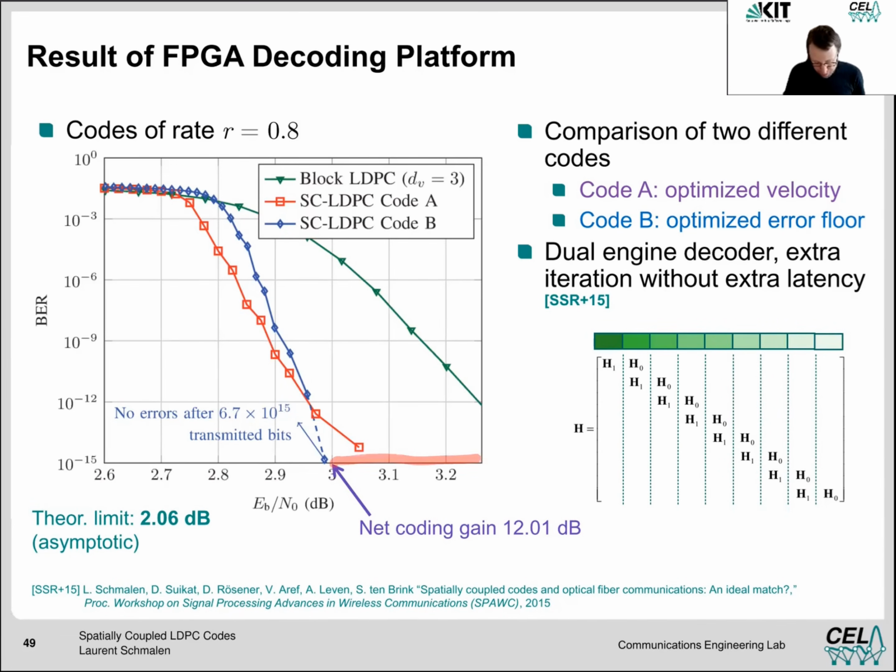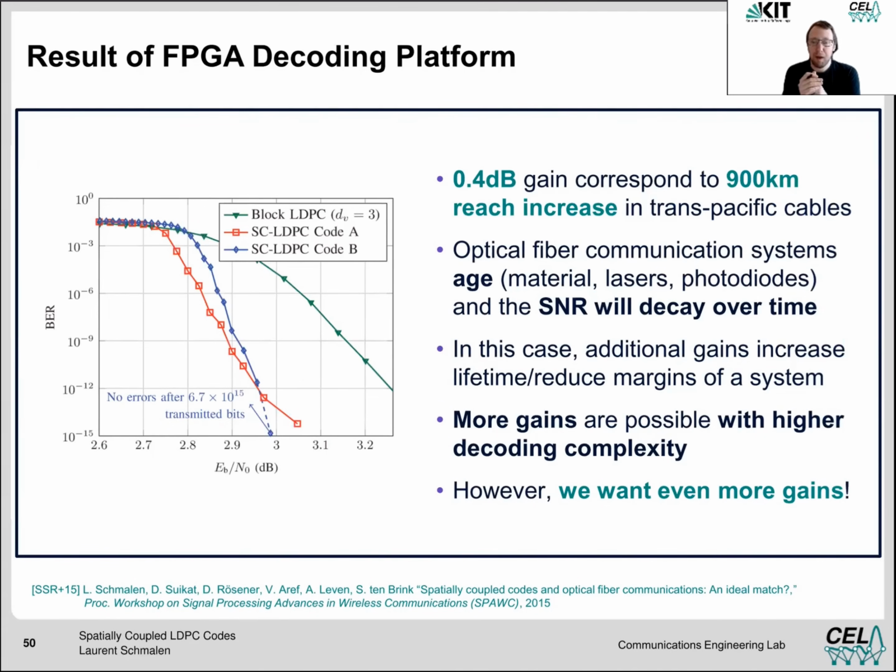So 0.4 dB is not too much, but actually it's quite a lot if you think of optical communications. Just as a number, 0.4 dB could lead to an increase of 900 kilometers of the reach that you can use in trans-Pacific fiber optic cable, so that connects the US with Southeast Asia. And that's quite significant. It probably prevents you from adding extra regenerators, and it will allow you to get more system margin. So that was a pretty nice result, but we wanted more. As a researcher, you're never satisfied with what you have, so you always want more gains.